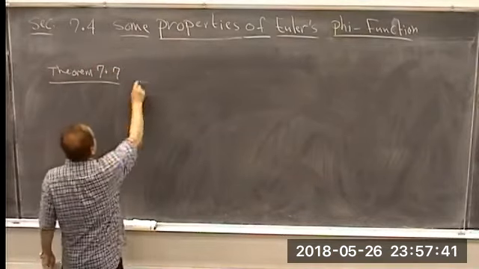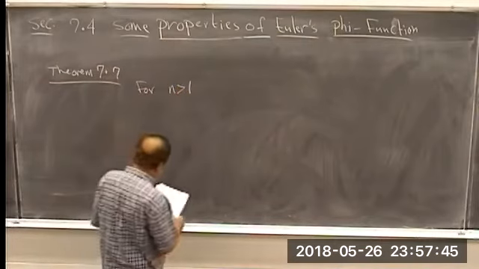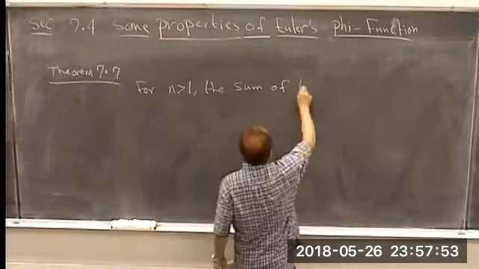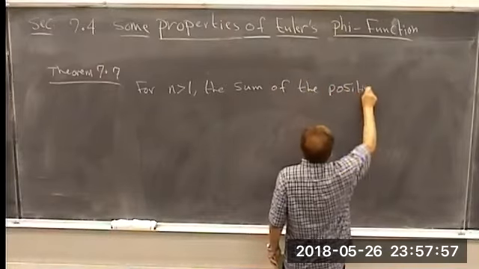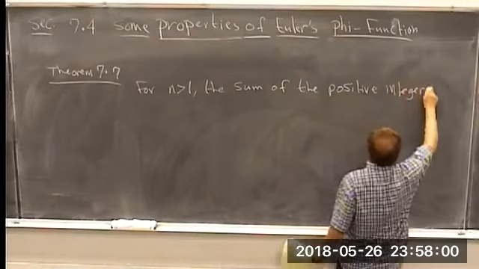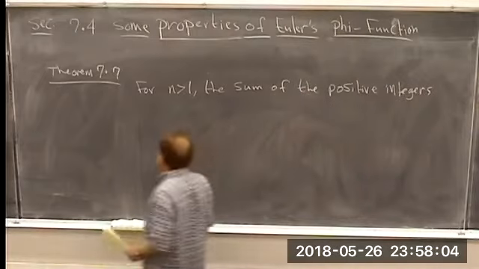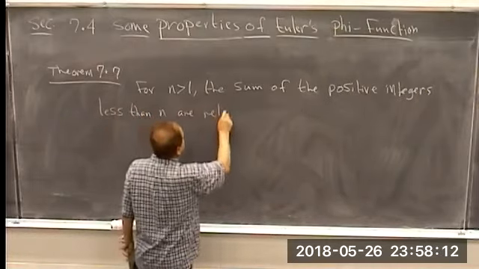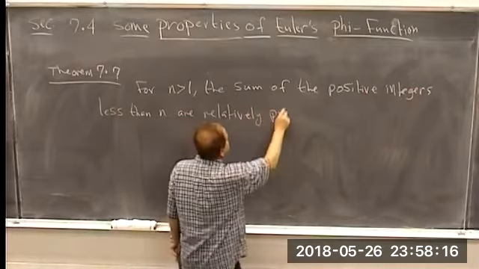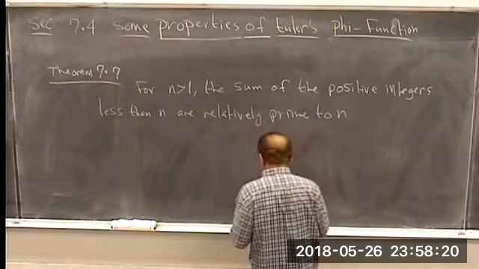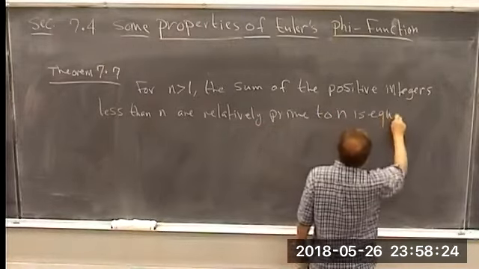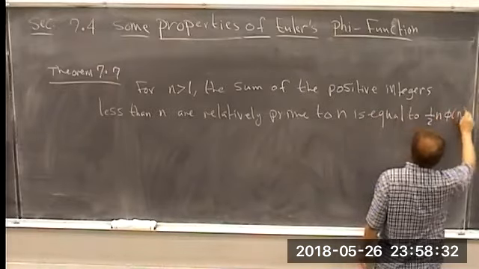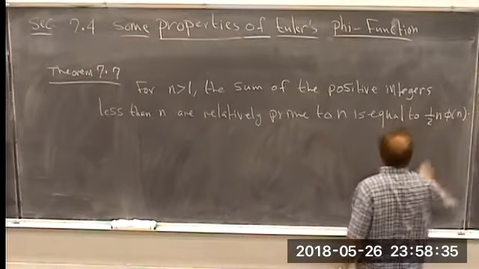And read this for n bigger than 1, the sum of the positive integers less than n and relatively prime to n is equal to 1/2 n phi of n. All right?